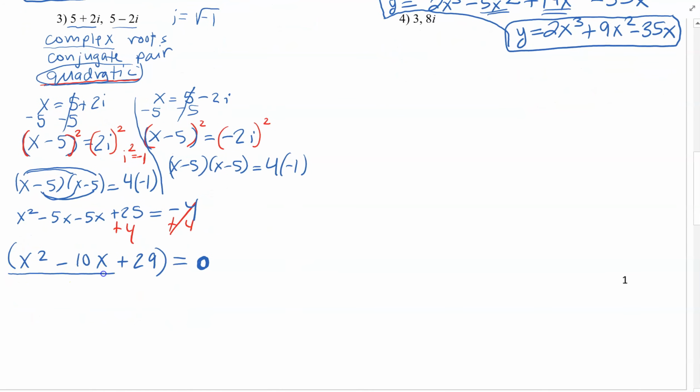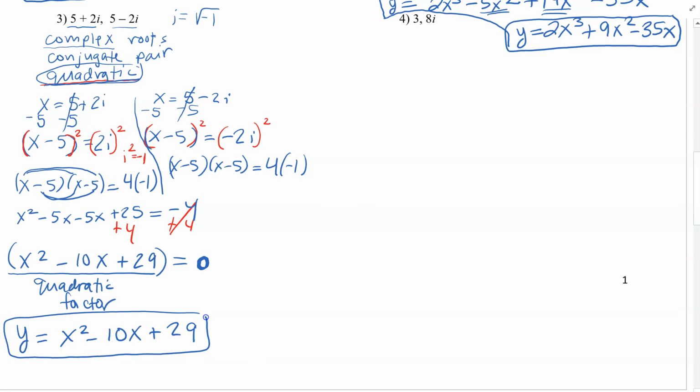So actually, this is our quadratic factor right here. And since the equation I was looking for was a quadratic equation, I have actually found my equation as well. That was my equation, right? If you graph this on Desmos, you'll notice it doesn't hit the x-axis ever. It doesn't have any x-intercepts because both of the solutions were imaginary. And so there's our answer for number 3.